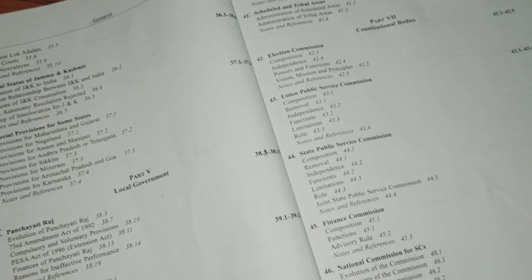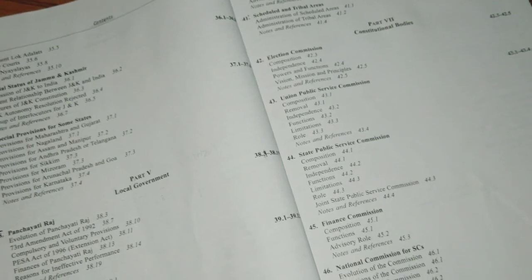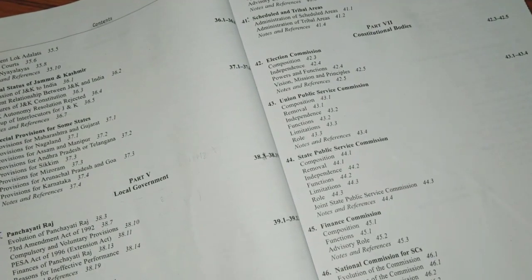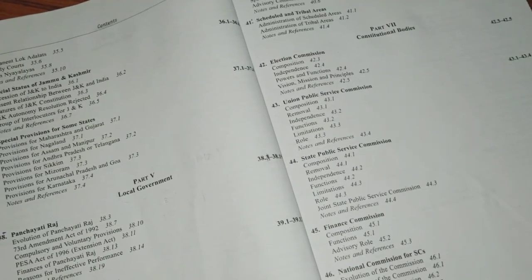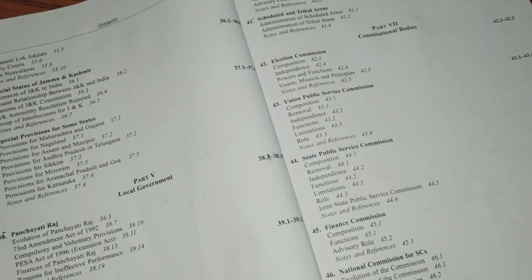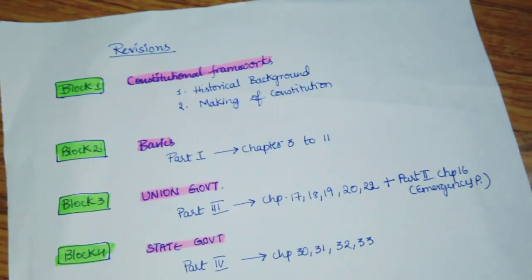Sometimes what we tend to do is read Laxmikanth from page number 1 till the very end. If we make a revision plan in a systematic manner, we can do it multiple times, and thereby increase our accuracy in answering Indian polity questions. So let me give you the cheat sheet that I've prepared for this. So this is it. This is a revision plan.